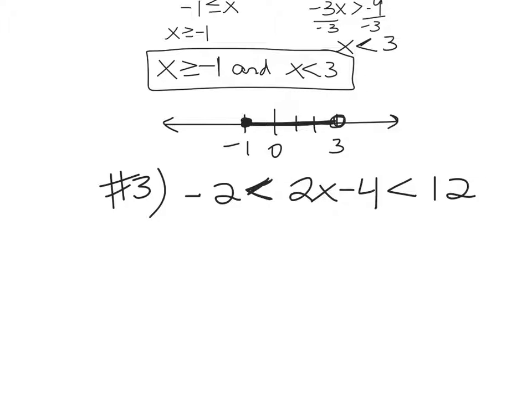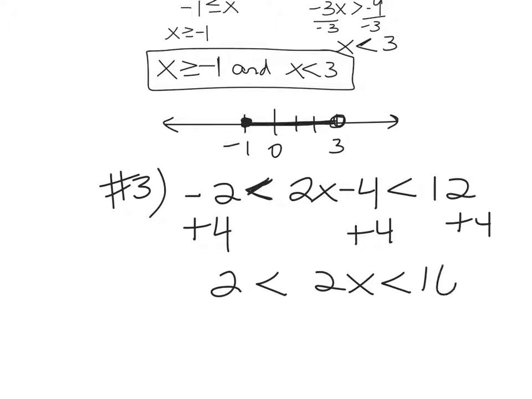So this is what we're going to do. We're going to add 4 to all the parts. There's 3 things in there, right? There's this side, there's the middle, and there's that side. And you got to add 4 to everything to keep it all balanced. This becomes 2. This is 2x, and that's 16.